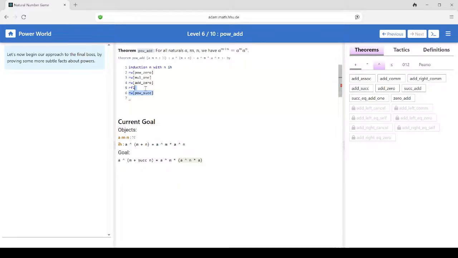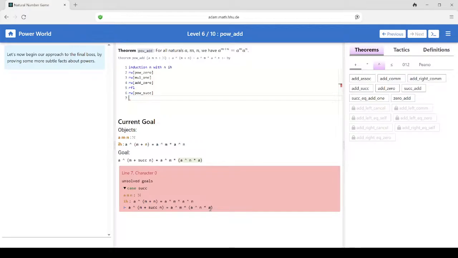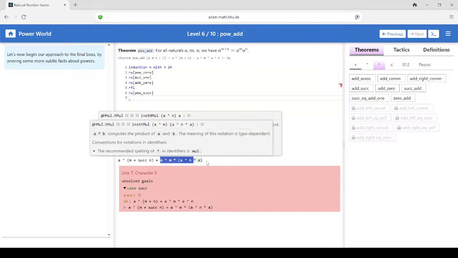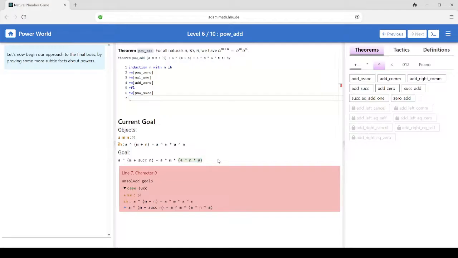I feel like all this so far I must be on the right track. But now what do I do? We've got this and this. We've got this extra times a on the end. What can I do about the m plus the successor of n?